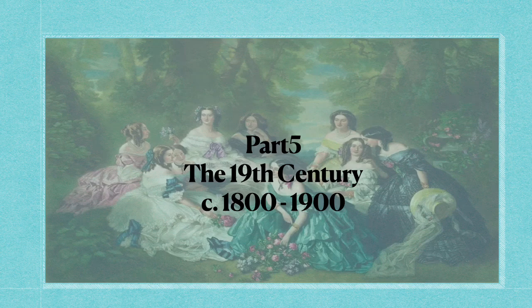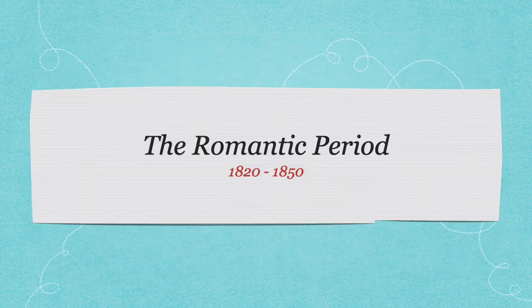All right, class, we're continuing in part 5, the 19th century, circa 1800 to 1900. So now we're talking about the Romantic period, which spans from 1820 to 1850. So 1820 to 1840 was defined as the Romantic period. Music, graphic arts, and dress were all affected by this period.